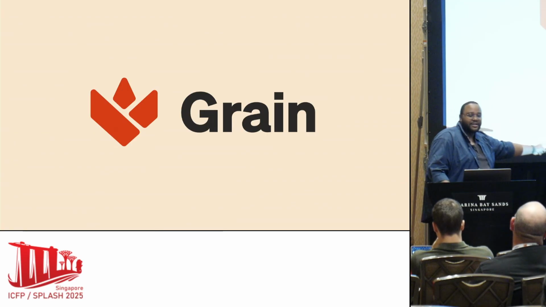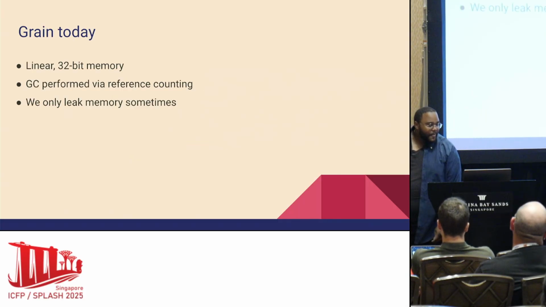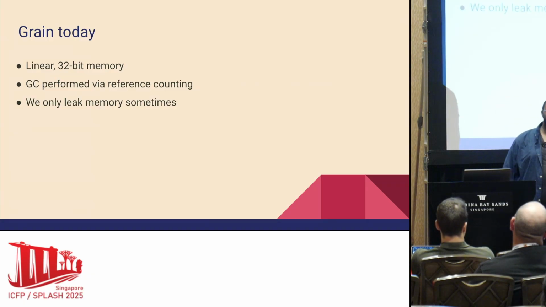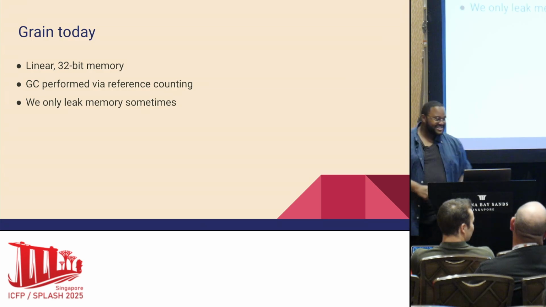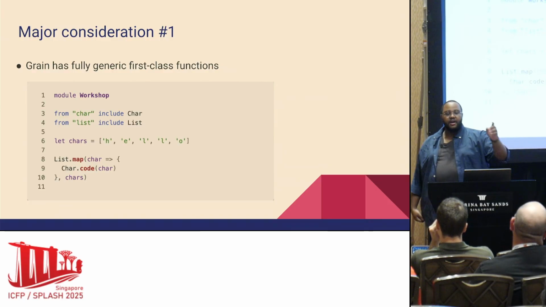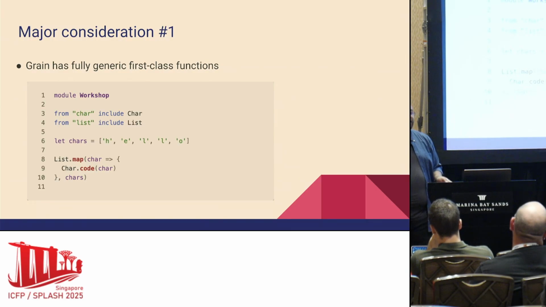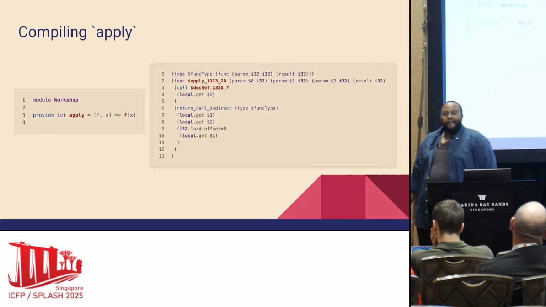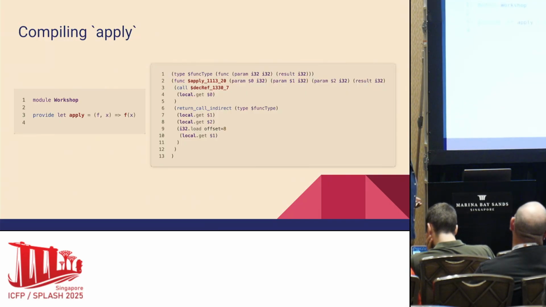Let's talk about Grain. Grain today uses linear 32-bit memory. GC is performed via reference counting, and we only leak memory sometimes. Yeah, that's the dream, right? But some of the major considerations here: Grain has fully generic first-class functions. So we want to do things like list.map, and we want to compile that thing one time. We don't do monomorphization or anything like that. We want a truly generic map function. So to do that, we have to have a uniform data representation.